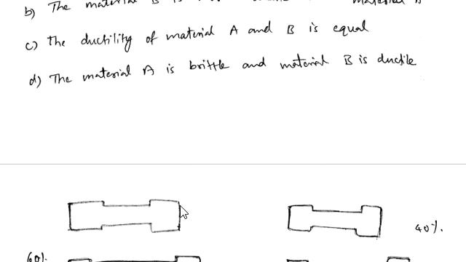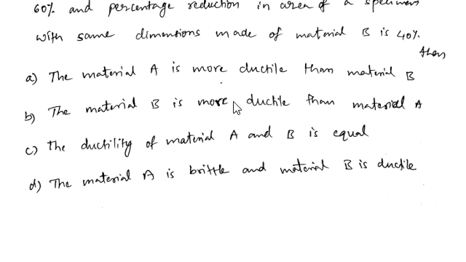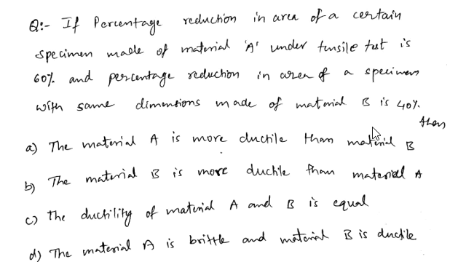So you can say from this that material A is more ductile than material B. So option A is the right option for this question.